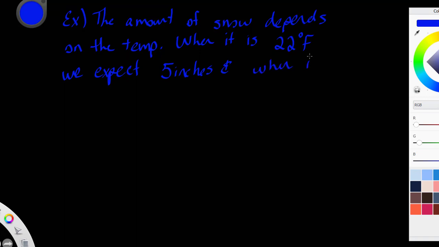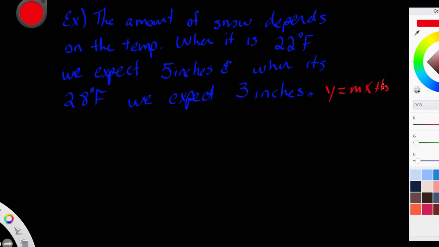and when it's 28 degrees Fahrenheit, we expect 3 inches. Now let's say that this was a linear equation and we wanted to find y equals mx plus b. So the first thing we have to decide is what's our y and what's our x. Now, the key is actually in the wording. It says that the amount of snow depends on the temperature. What that means is that temperature is our x variable and snow is our y variable.